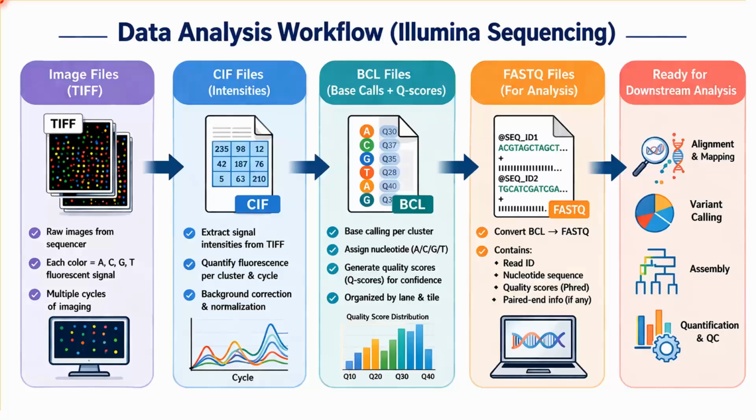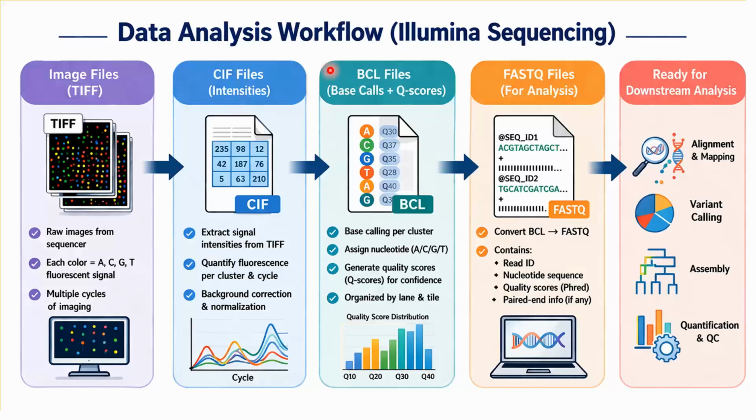The instrument captures fluorescence images during each cycle. These raw images are initially stored as TIFF files. Next, these TIFF images are processed to extract signal intensities. This step converts image data into CIF files. CIF files contain the fluorescence intensity information of each cluster across all channels.